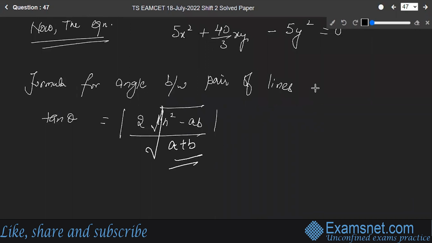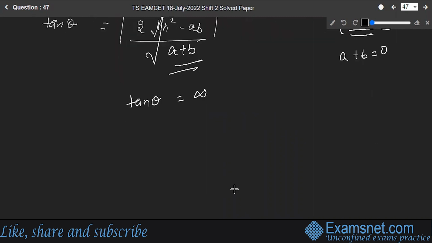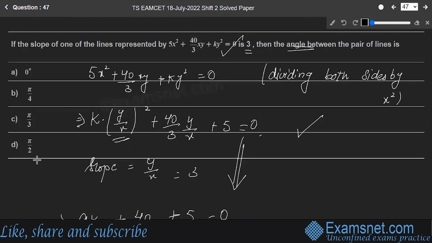So now, a is the coefficient of x squared and b is the coefficient of y squared. A plus b is equal to 0. That means tangent of theta will be infinity, and tangent of theta is equal to infinity at 90 degrees. That means they are perpendicular to each other. Okay. Let's check with the options. They are perpendicular. That means option D is the correct answer. Hope you understood this.